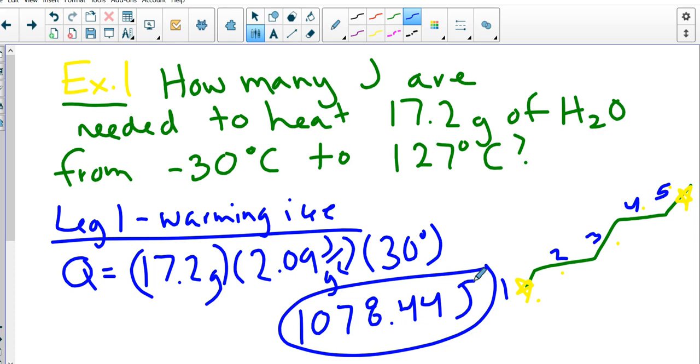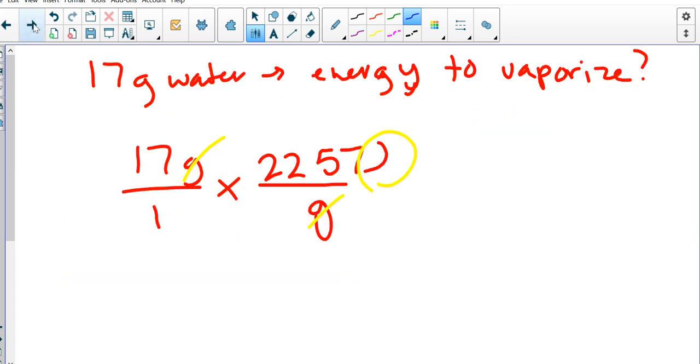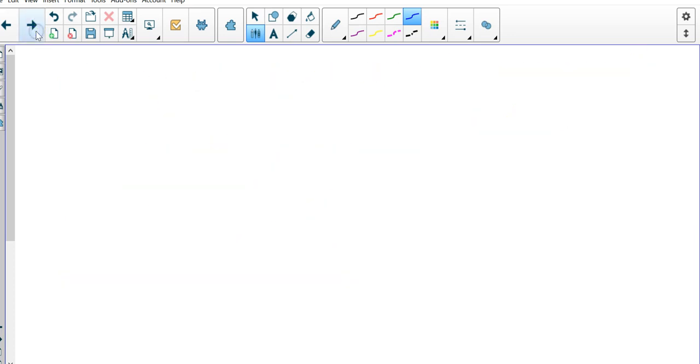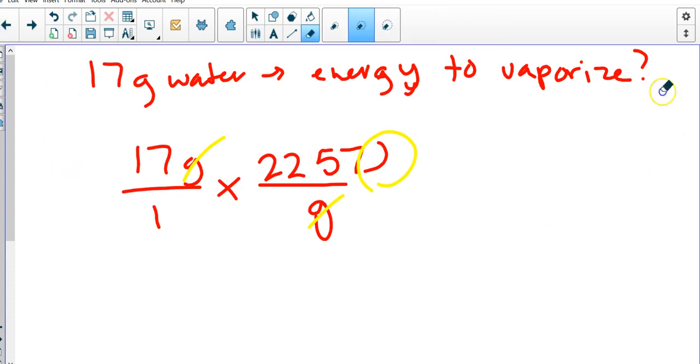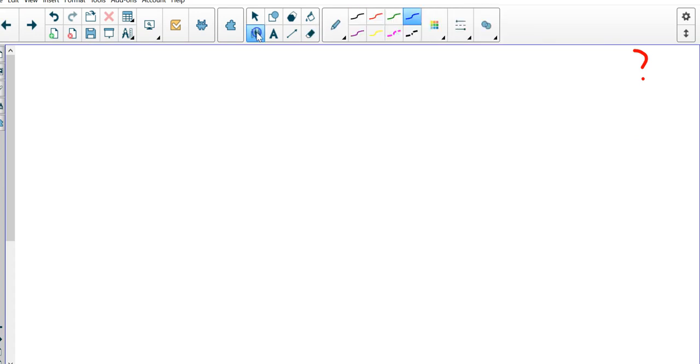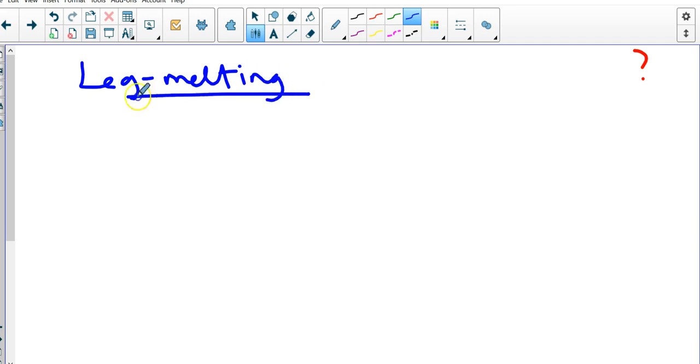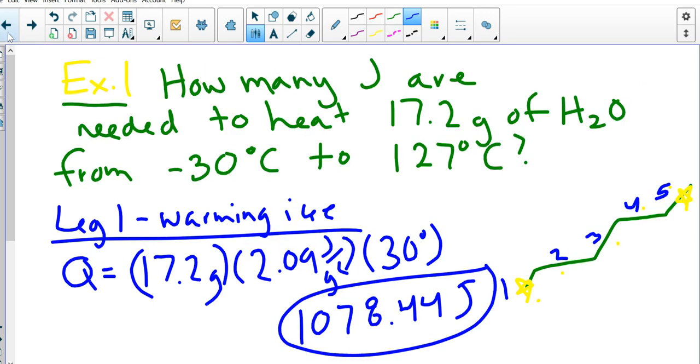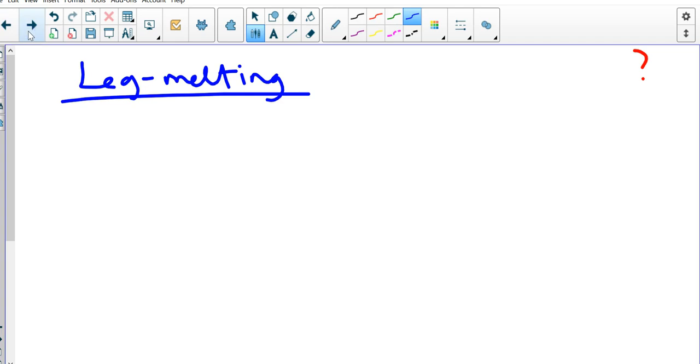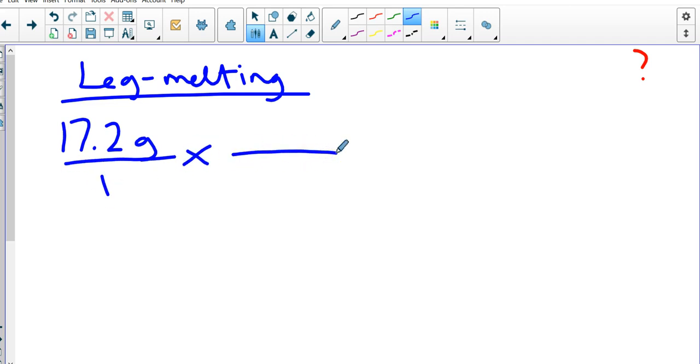So, leg 2, I'm going to take the 5 seconds to write melting. And so, it was 17.2 grams. Since it's a flat part of the graph, I'm going to use flat lines. And then the enthalpy of fusion is 334.